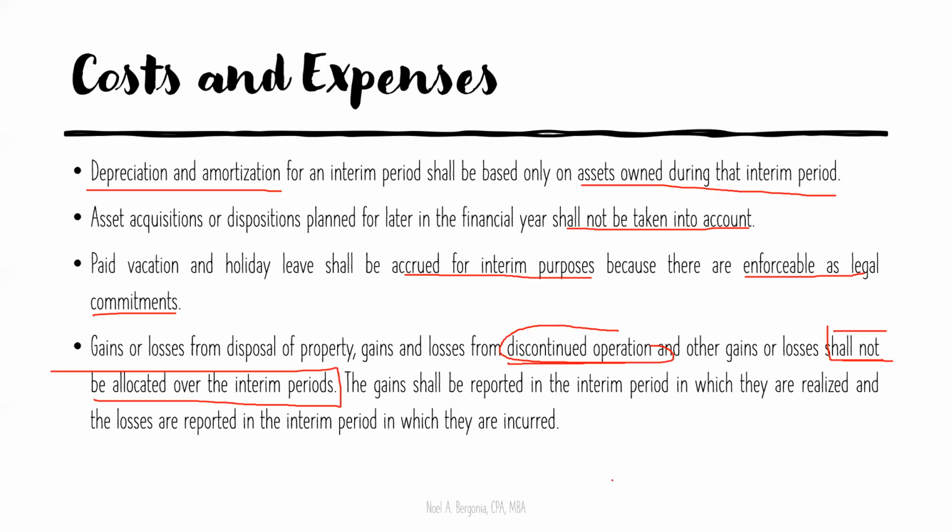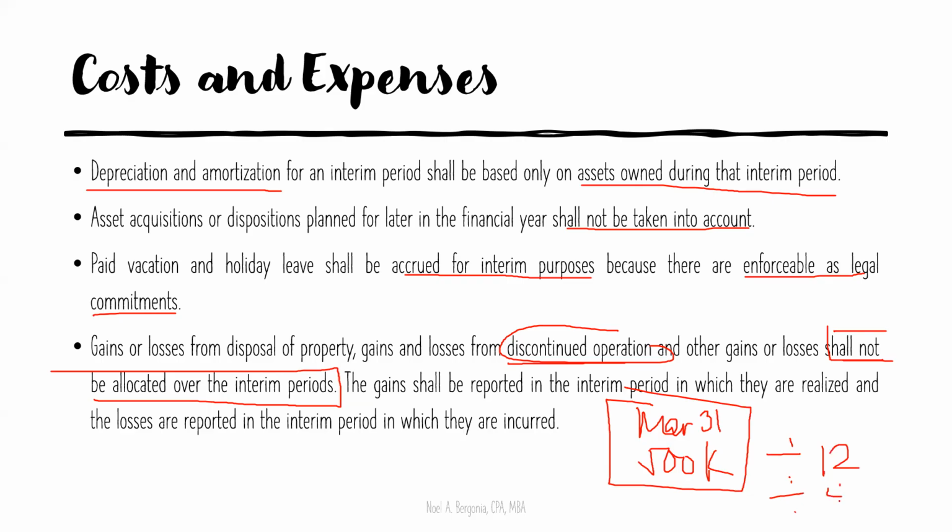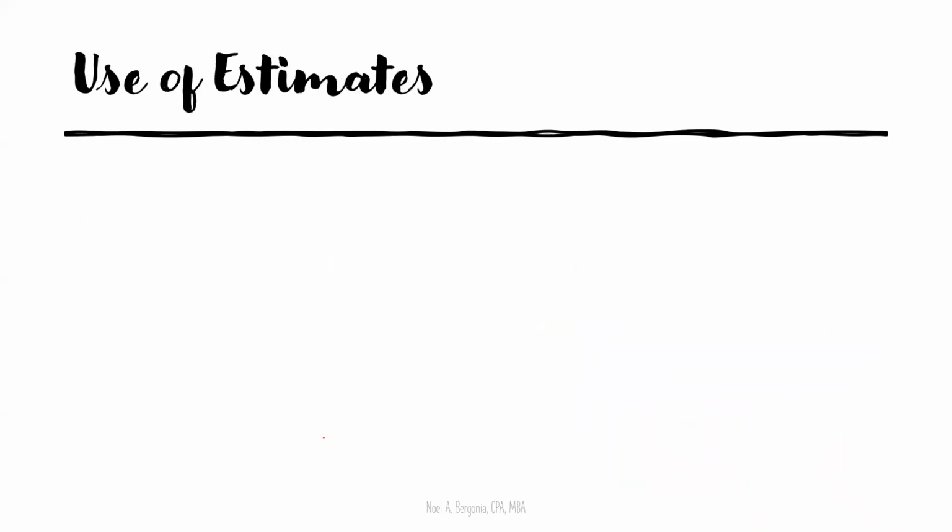So halimbawa, let's say March 31. Okay? Meron nagbenta ka ng discontinued operations and you have a gain, a loss, or even a gain of 500,000 for example. So it should be recorded on the interim period covered by March 31. So wag mo i-divide by 12 yan, kung monthly, or divide by 4. Wag ganun. Okay? Kasi we should not allocate them over the interim periods. Okay? Are we clear on that, guys? All right, very good.